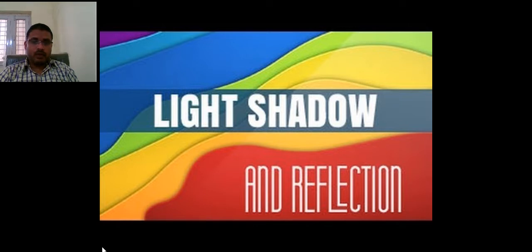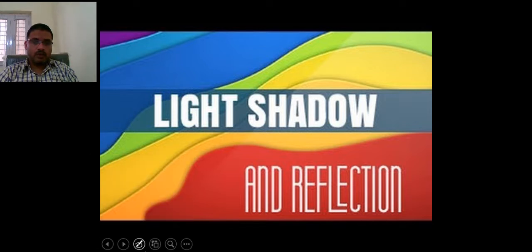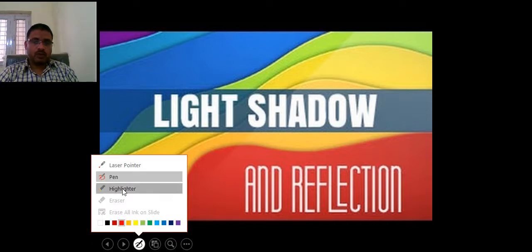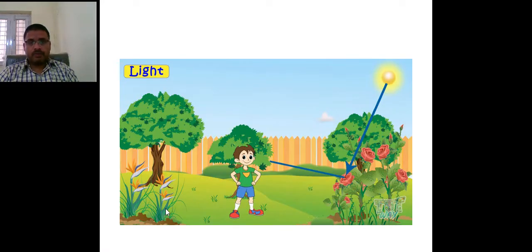Here, again I used the highlighter so that you can understand. Now what you can observe within this picture: there is a boy, there is sunlight, and there is a flower, and this flower is seen by this boy.